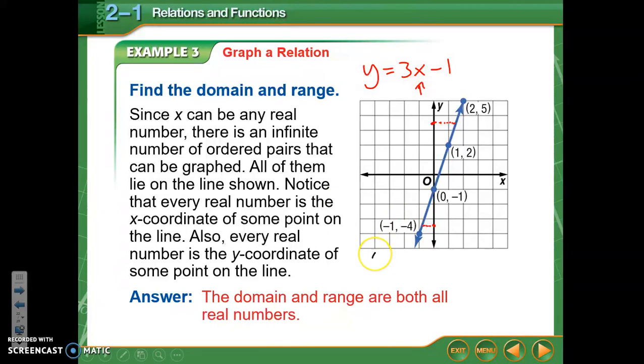If we're doing that in set builder notation, this would be the set of x for the domain, the set of x such that x is in all real numbers. And the range would look the same. The range is the set of y such that y is in the set of all real numbers.